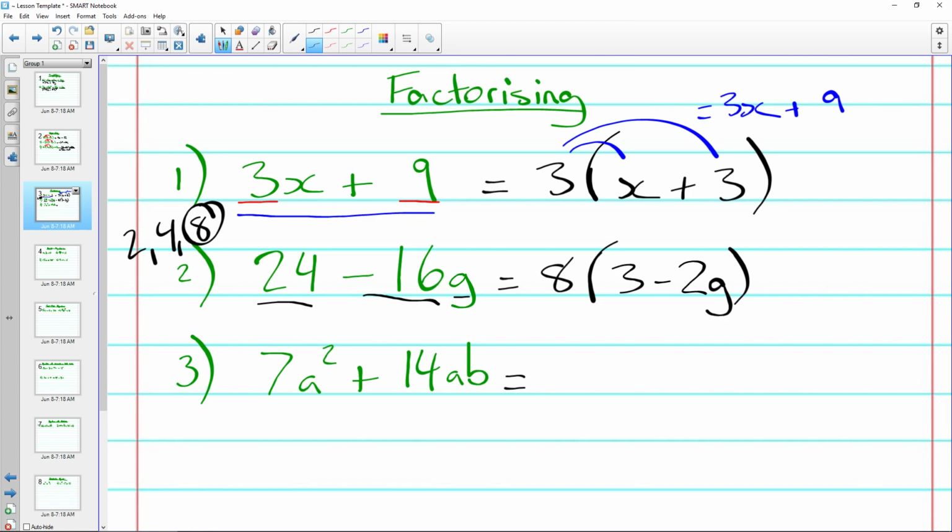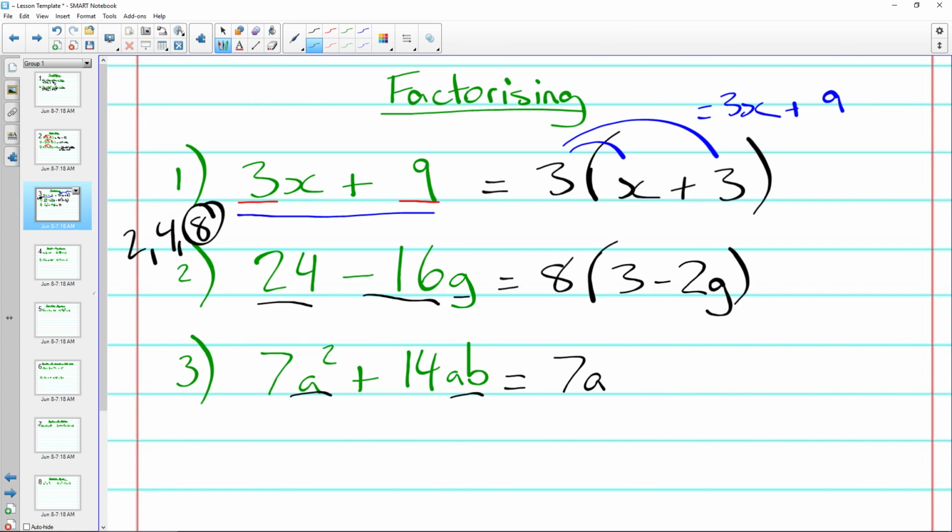Lastly, in this question, we focus on the numbers first. So the common factor of 7 and 14 is 7. But we also notice that there's a common letter as well. You see in that first term, there's 2 a's. That's what a squared means. It kind of means like AA. And then we see that there's AB in the other one. So that means each of them has one A. So I'm going to take out an A as well.